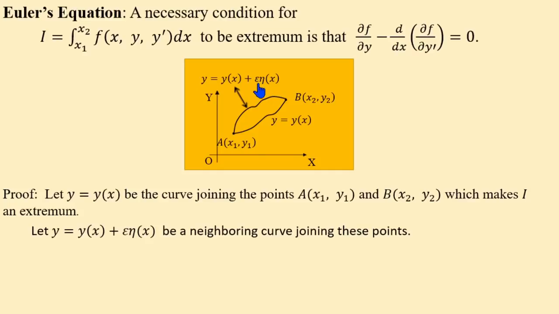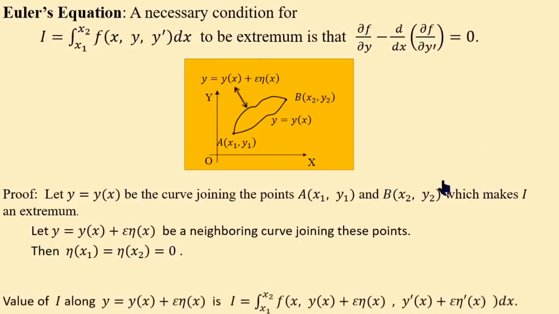Now epsilon is one more variable we have taken. Therefore eta x1 is 0 and eta x2 is 0, because y equal to y of x plus epsilon eta x is also a curve joining the points A and B. Now this I along this curve becomes: x is x only, y is y of x plus epsilon eta x, and y dash is y dash of x plus epsilon eta dash x, into dx.